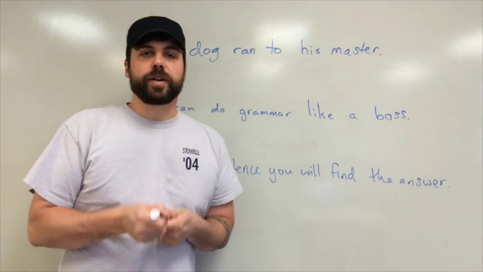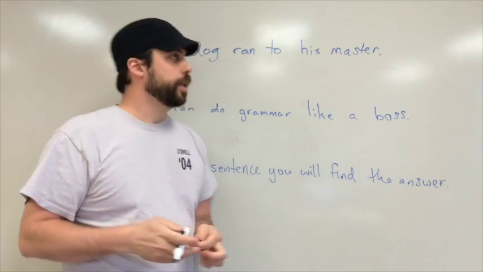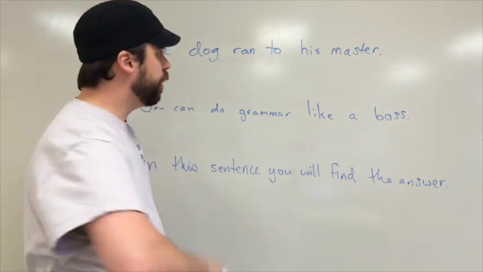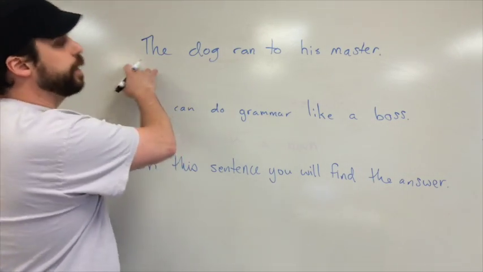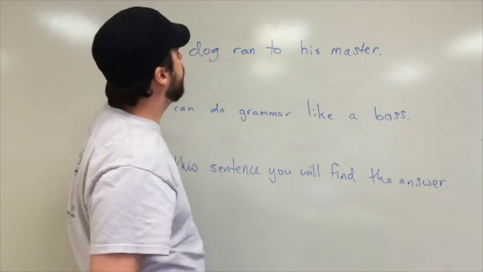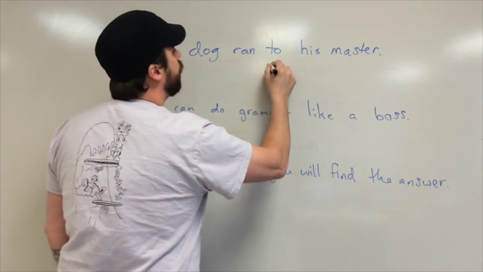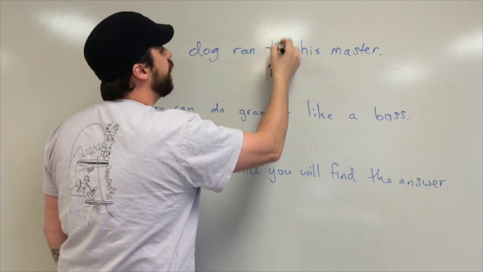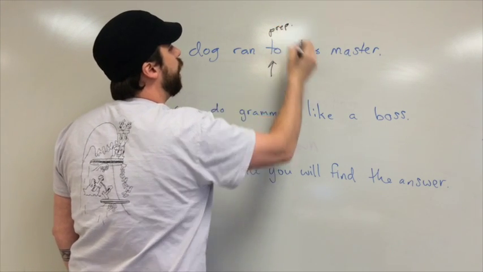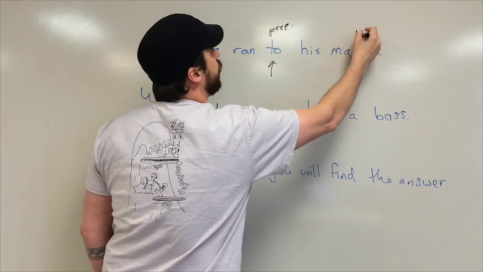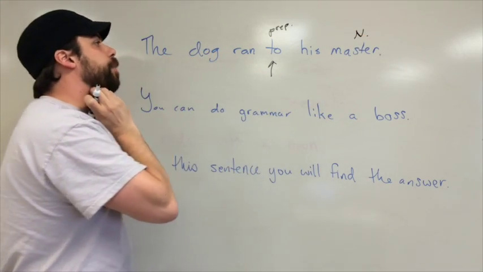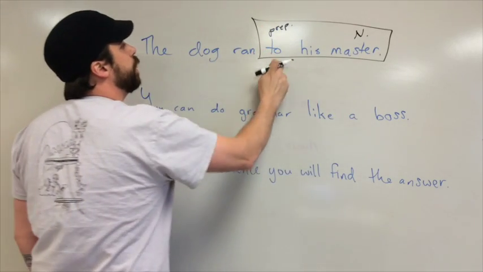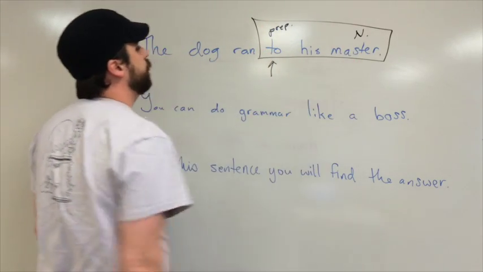Just do a little bit of practice here. Let's try to find the prepositional phrases. So, now that we have a huge list of prepositions and we know what nouns are, I think we can find these pretty quickly. Let's see, first sentence. The dog ran to his master. Oh, there we go. There's a good friend too. That's generally a preposition. Let's see if we can find a noun after it. Master, there we go. Noun or a pronoun. So, here is our prepositional phrase. Starts with a preposition, ends with a noun.